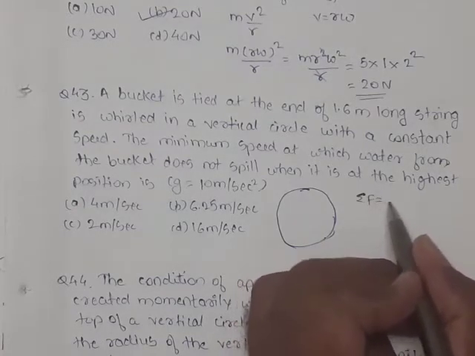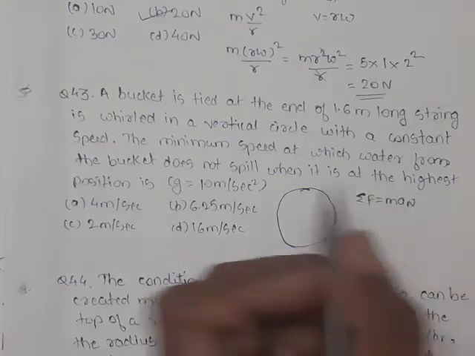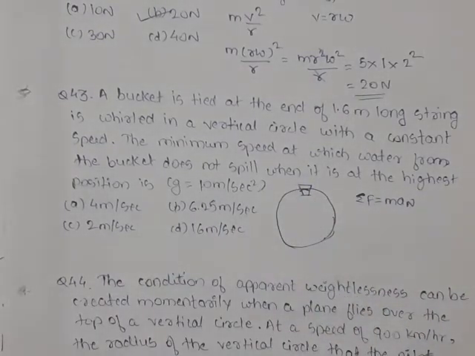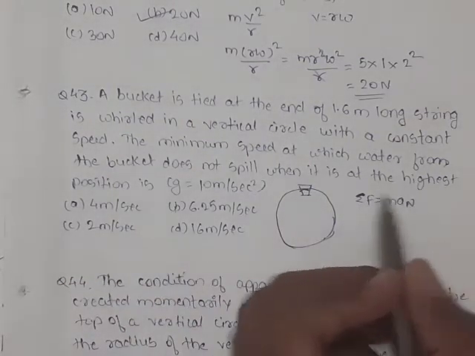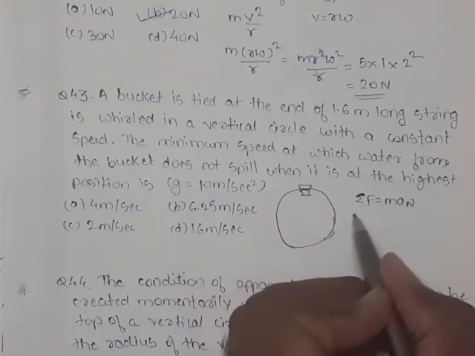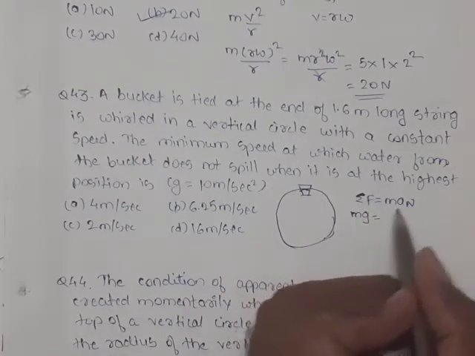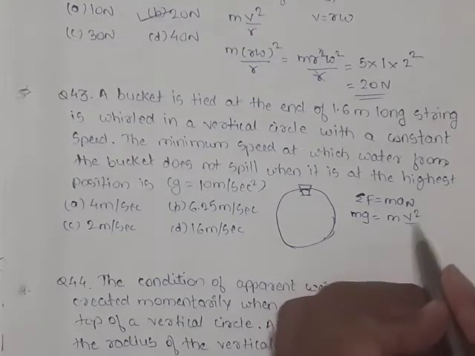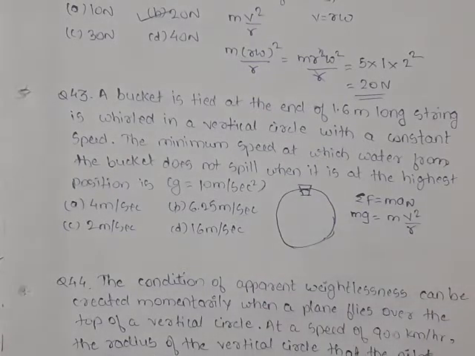summation Fn equals m an. The bucket is placed at this position, so here the water should not spill from the bucket. Now here the bucket is totally inverted. So if we apply Newton's second law, what is the weight of the water? It is mg. And what is the inertia force? m into an. An is nothing but v square upon r. So here mass can be cancelled.